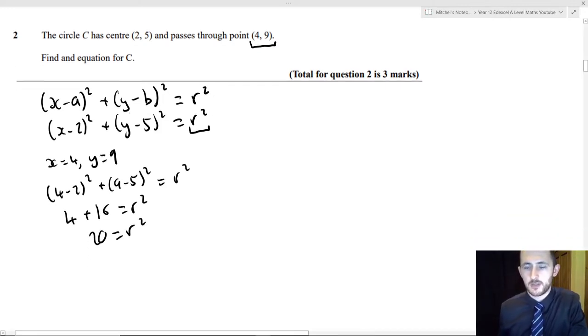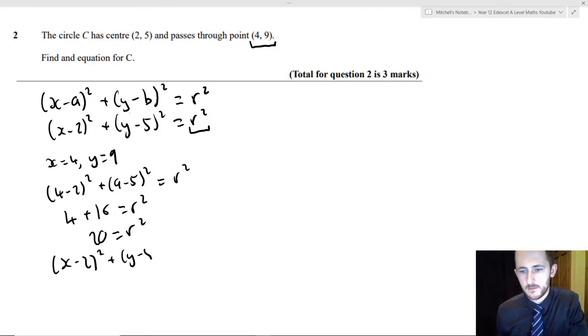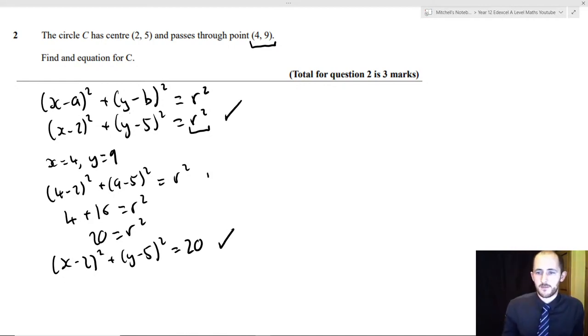So the actual equation of the circle looks like this. Just sub it back into whatever the original was. Done, and that's 3 marks. Pretty quick, so you get a mark for writing this, a mark for the substitution, and a mark for a correct answer. So I'm hoping that makes sense thus far.